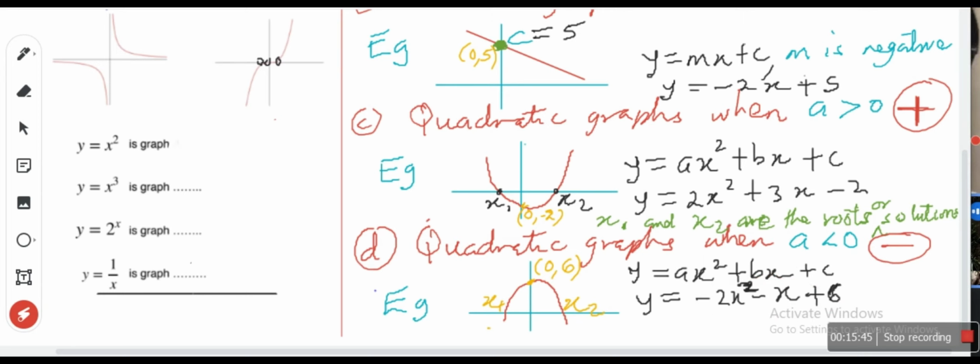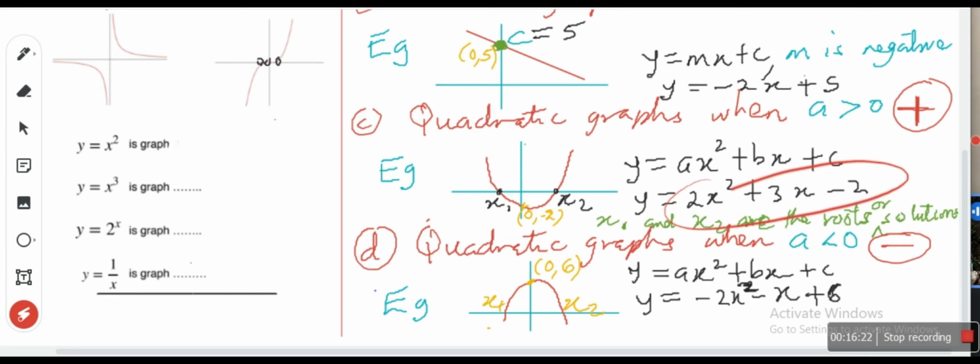Now remember, it forms an n because a is minus 2, a is negative, so it forms an n. And the intercept is plus 6, that's why you have it here. You can sketch it. These x values are the roots. Now, what you will get if you solve this equation, either by the general quadratic formula or factorization, if it is factorizable. It looks like this is factorizable.